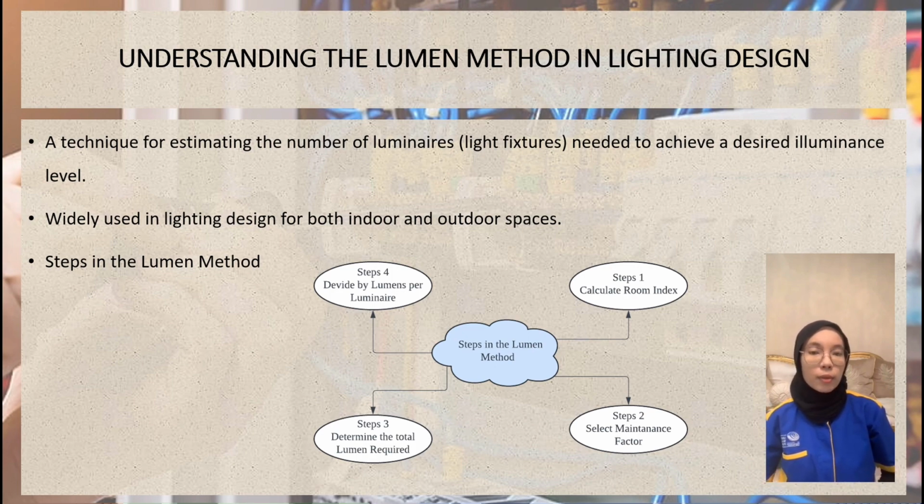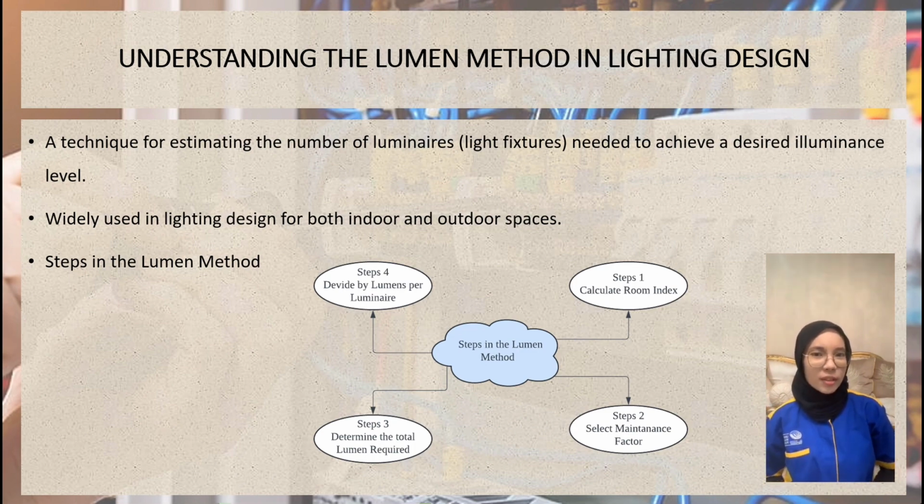In this Project 1, we need to calculate the lumen value to identify the correct lighting for the mouse and office. And there are 4 steps on how to calculate the lumen. First is calculate the room index. Second is select the maintenance factor. Third is determine the total lumen required. And fourth is divide lumen per lumen.